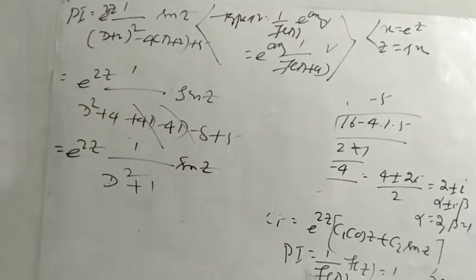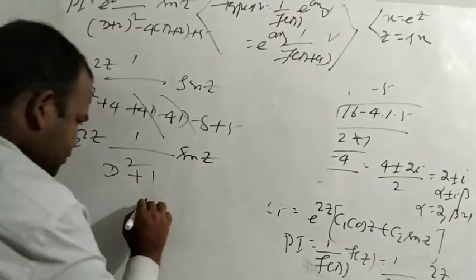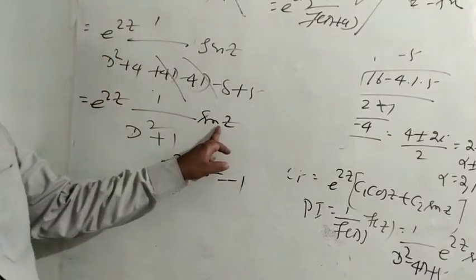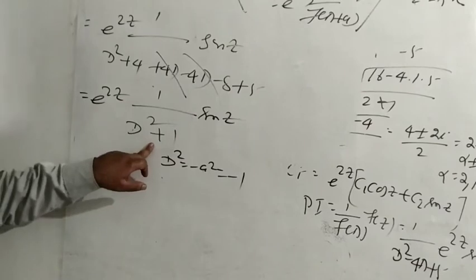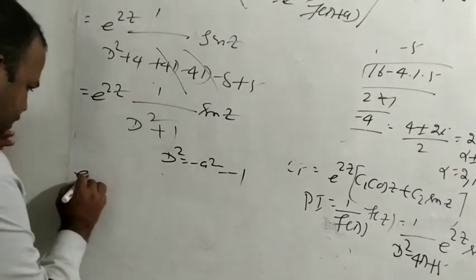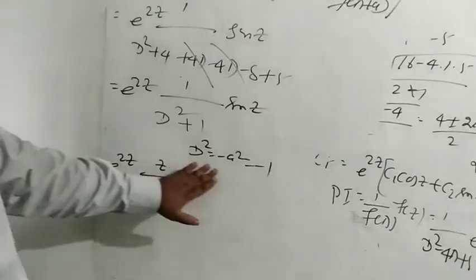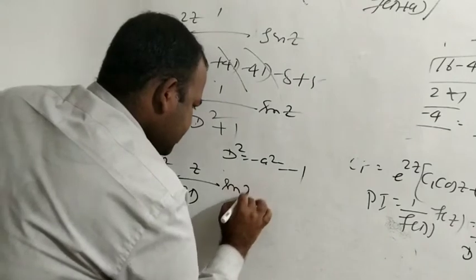This is the sine of z, type second. Sine of az, a equals 1. Replace d square equals minus a square, which means minus 1, since a equals 1. So d square equals minus 1, and minus 1 plus 1 is 0. You can't put it here because we are getting 0. It is not applicable. So z upon 2d into sin z.